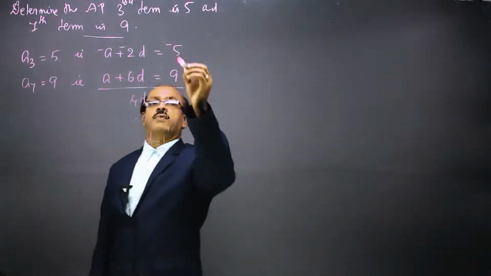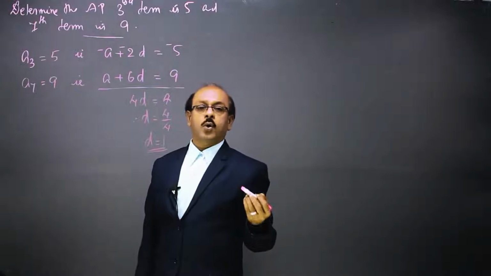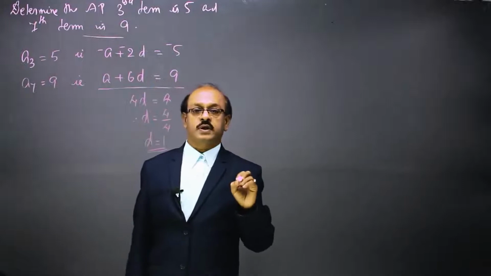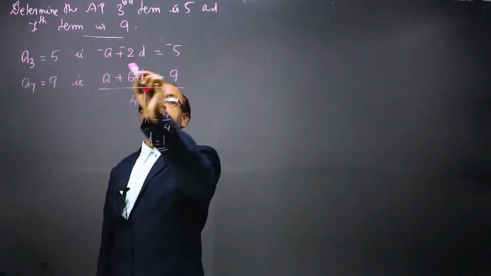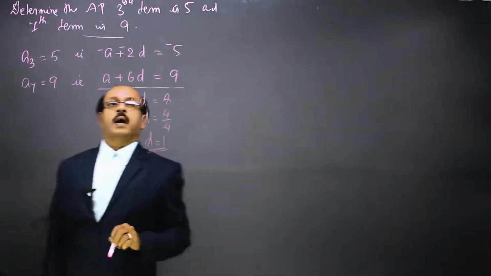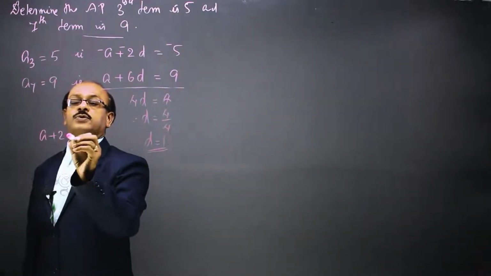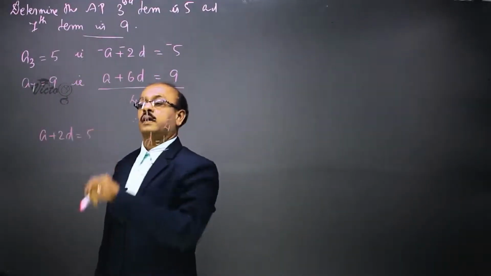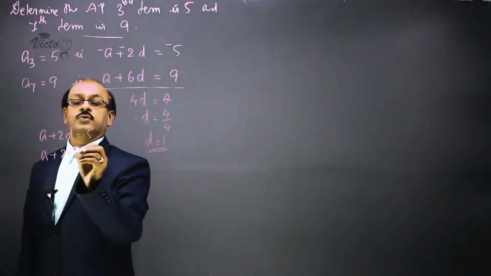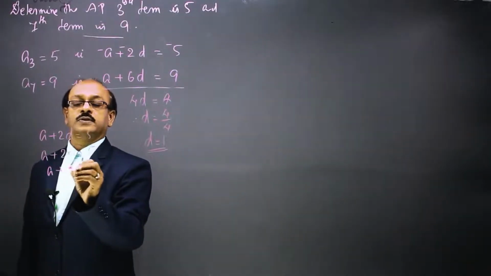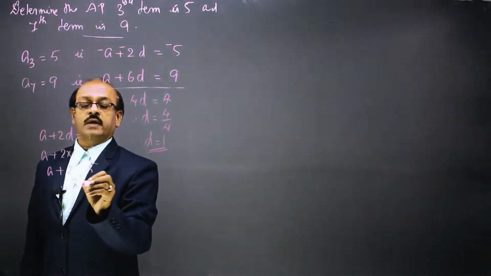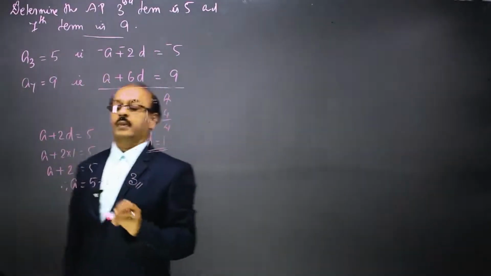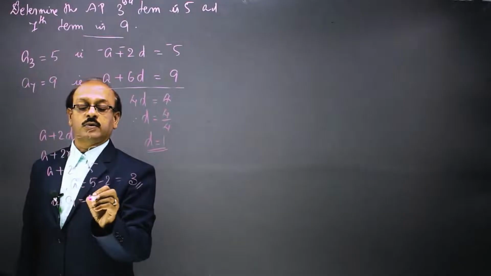Now we can take any one of these two equations, the value of A3 or A7. We are going to take the smaller equation, A plus 2D is equal to 5. We know the value of D as 1. Put this value of D here: A plus 2 into 1 is equal to 5, means A plus 2 is equal to 5. Therefore, A is equal to 5 minus 2 is equal to 3. That means the first term is 3, that is A1 is equal to 3.